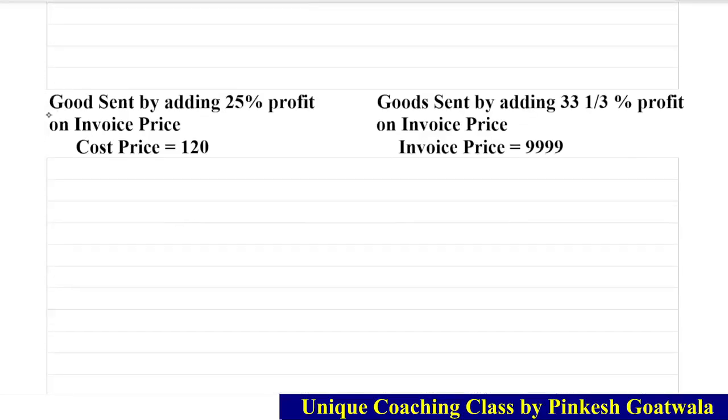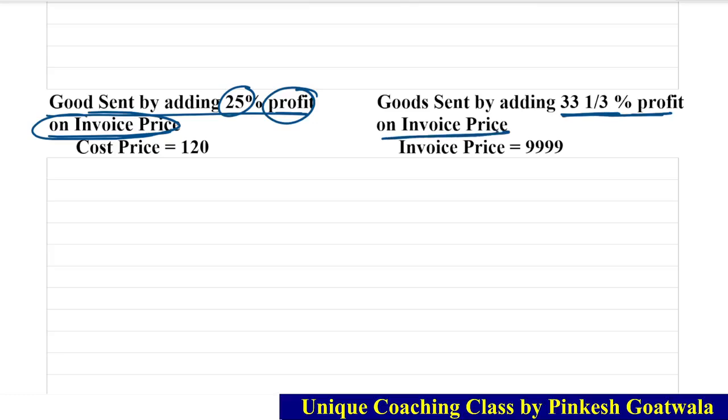Come to this point: goods sent by adding 25% profit on invoice. Here profit is calculated on invoice. It is 25% on invoice. Here 33 1/3% profit on invoice. Here also it is on invoice. And here cost price is given, so we have to find out the invoice price, and here invoice price is given, so we have to find out the cost price.